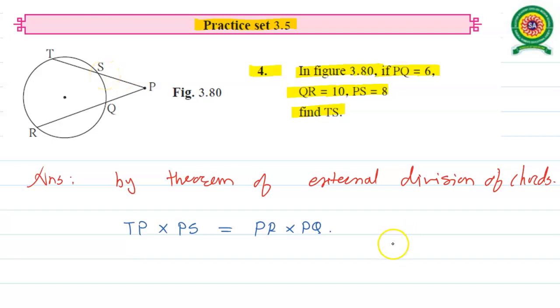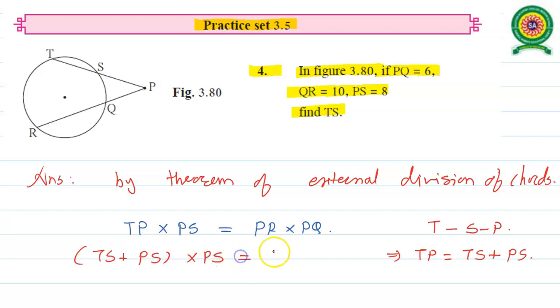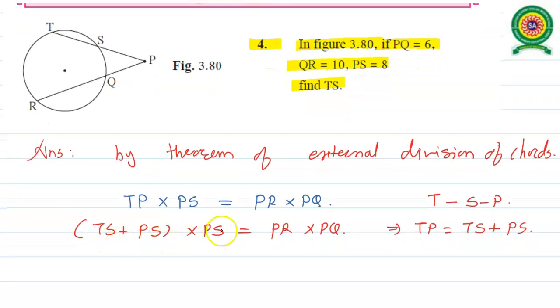In the rough work, T, S, P are collinear. So that implies the value of TP is nothing but TS plus SP. So TP equals TS plus PS, into PS, that is equal to PR into PQ. Now try to replace whatever data we have been given by their values. At last we have PQ equal to 6.